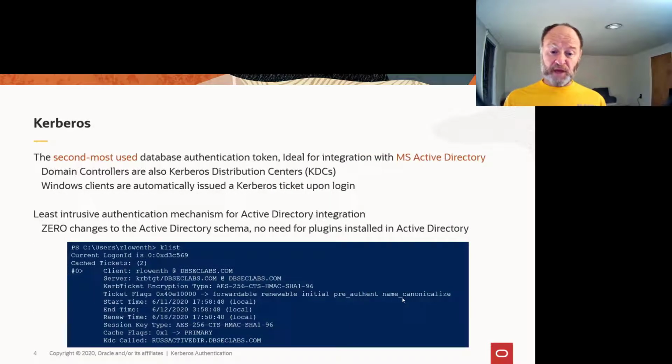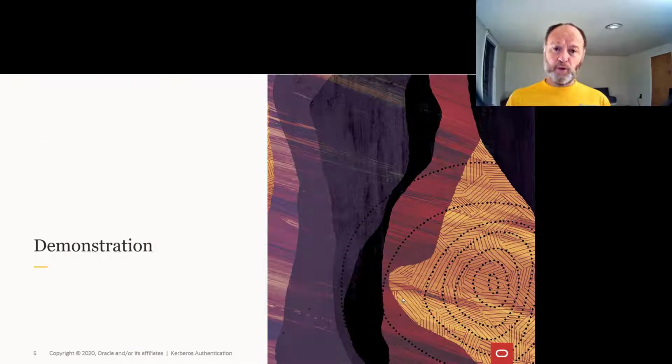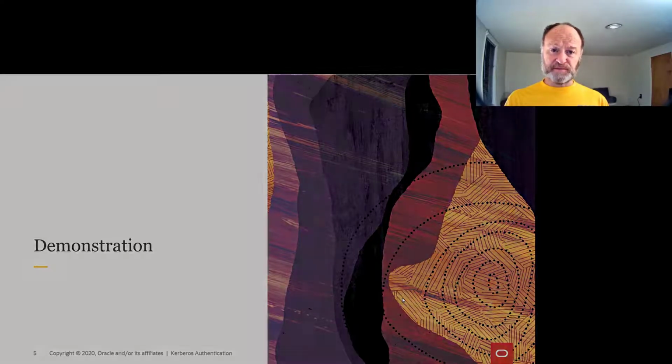And Kerberos is, like I said, our second most common method of authenticating to the database, right after username and password. It is the least intrusive mechanism for Active Directory integration because it requires really no changes to Active Directory. There's no schema changes within the Active Directory setup. There's no plugins to install. This is normal Active Directory functionality. Let me take you through a quick demonstration of Kerberos.